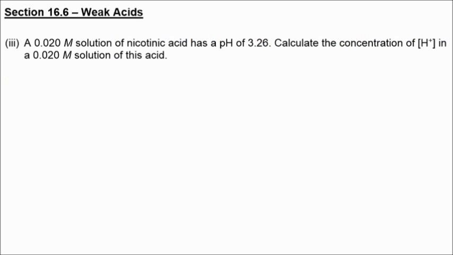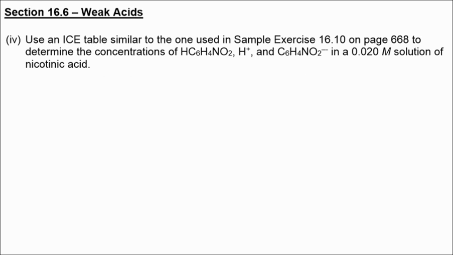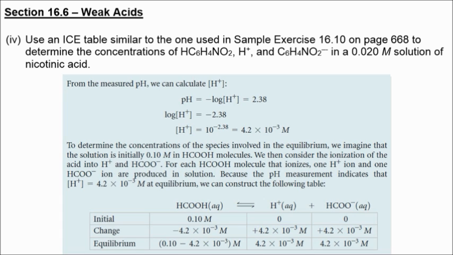We are told that a 0.020 molar solution of nicotinic acid has a pH of 3.26. This is a weak acid. Calculate the concentration of H plus in this solution. So we are not going to take the negative log of 0.02. We have to figure out how to get the concentration of H plus from the pH. So 10 to the minus 3.26 is 5.5 times 10 to the negative 4 moles per liter. And now that we know the concentration of H plus, we can use an ice table similar to the one used on page 668 to determine the concentrations of all three species in solution.